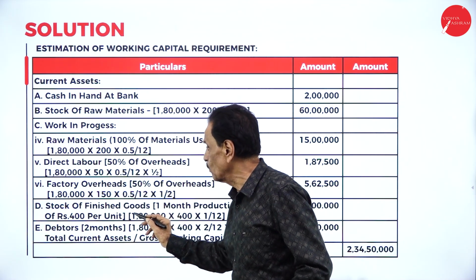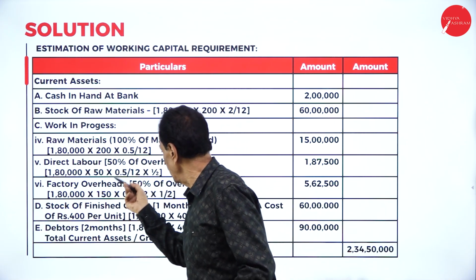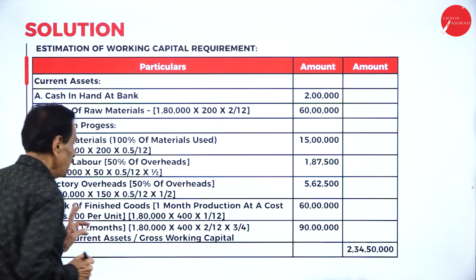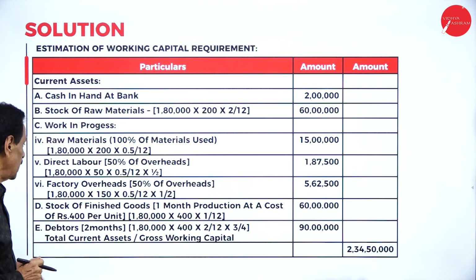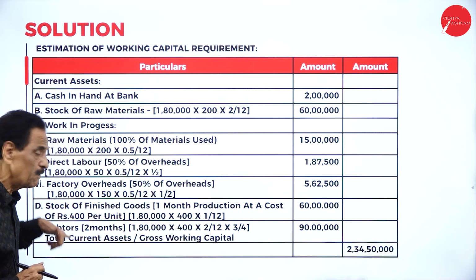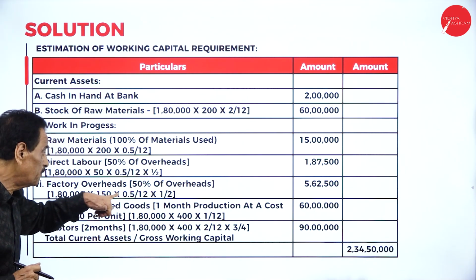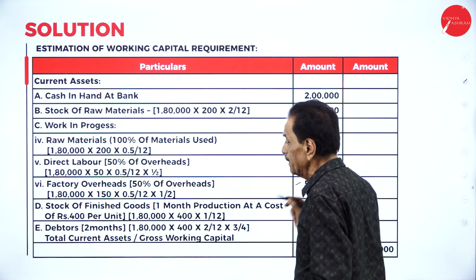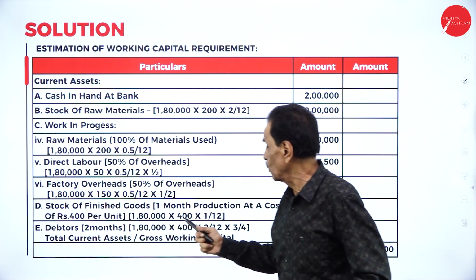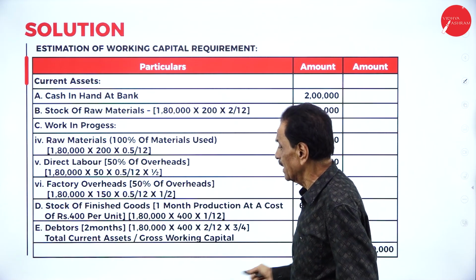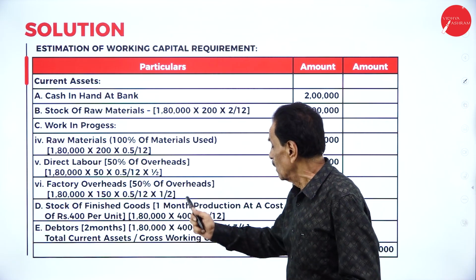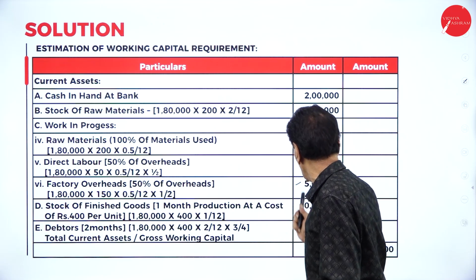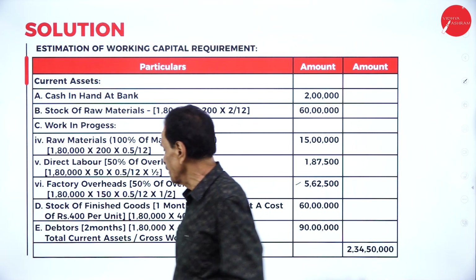1,80,000 divided by 12 into 0.5 into 50 into half, 1,87,500. Factory overhead 50% of overhead: 1,80,000 divided by 12 into 150 into 0.5 into half is 5,62,500. Stock of finished goods 1 month production at a cost of 400 per unit: 1,80,000 divided by 12 into 1 into 400 works out to 60 lakh.